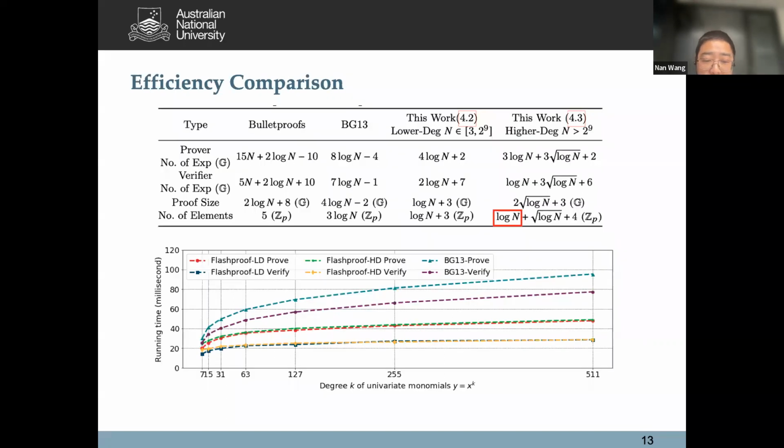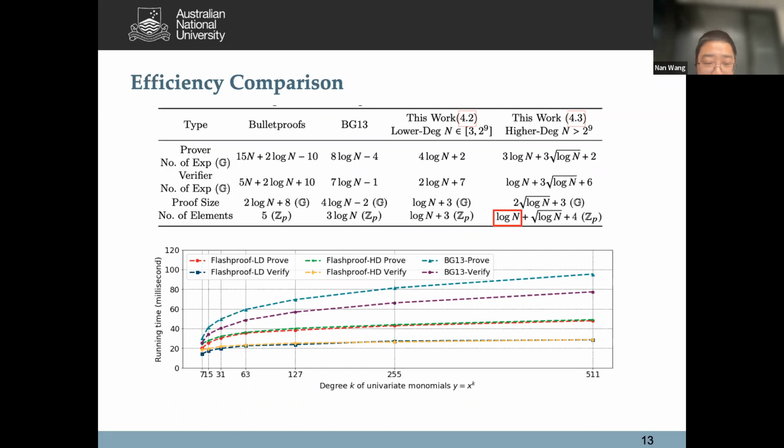And for this argument, I will not go into the technical details due to the time limit. Please refer to our paper for full details. Briefly, we leverage the quadratic term cancellation technique to make a non-trivial improvement on the BG13. And the table shows an efficiency comparison of Bulletproofs, BG13, and our work. The prover and the verifier efficiency is in terms of group exponentiations. Our two arguments achieve better communication efficiency than Bulletproofs, but only use a logarithmic number of group exponentiations.